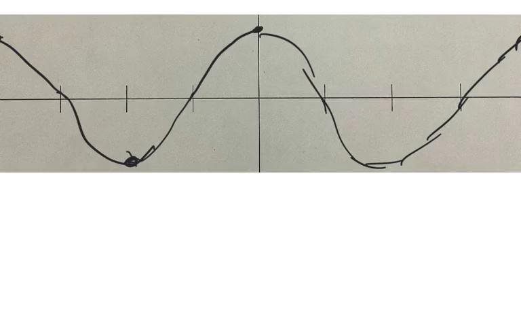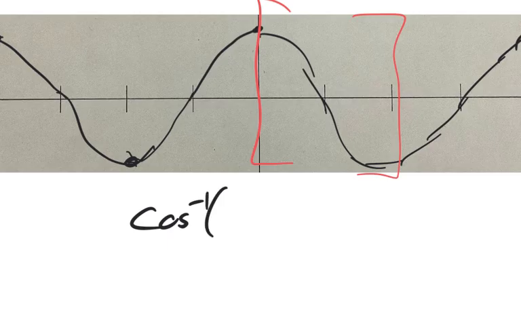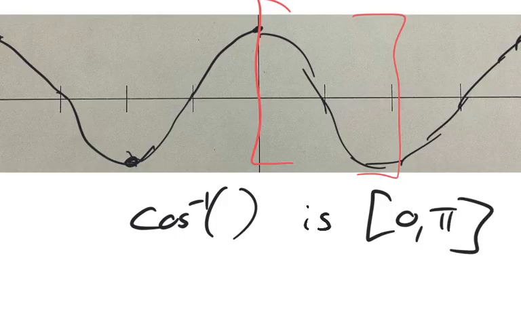So where would you slice it? First and second. Looks like a good slice, right? So inverse cosine is defined between 0 and pi. In other words, the first and second.